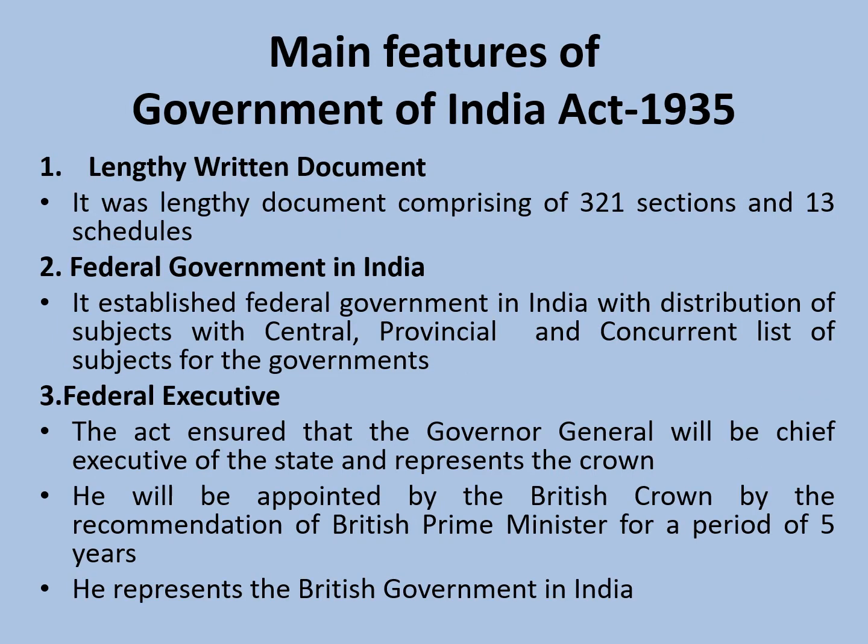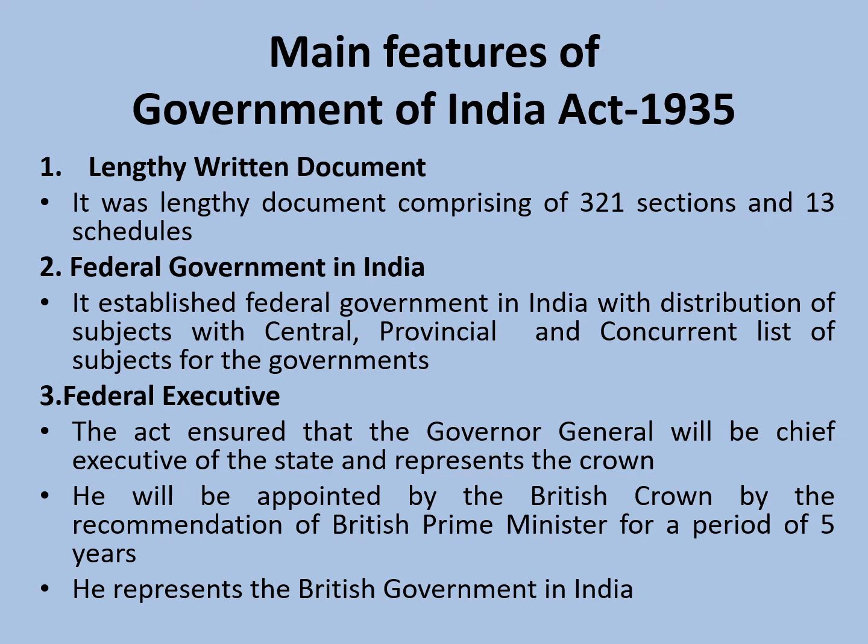Main features of Government of India Act 1935. First one is that it was the lengthiest written document of that time. Still now we all know that the present Indian constitution is the lengthiest constitution in the world. We got that basis from the Government of India Act 1935, which comprised 321 sections and 13 schedules. So in such a manner, it was the lengthiest constitution of that time.